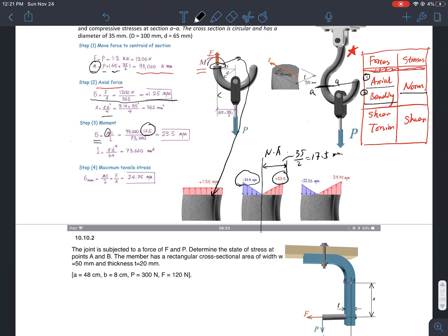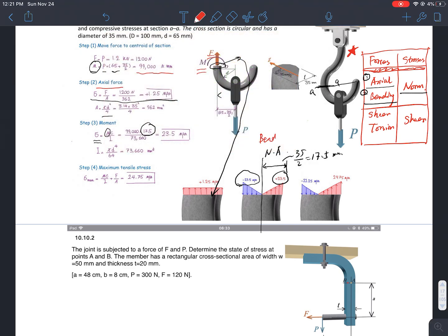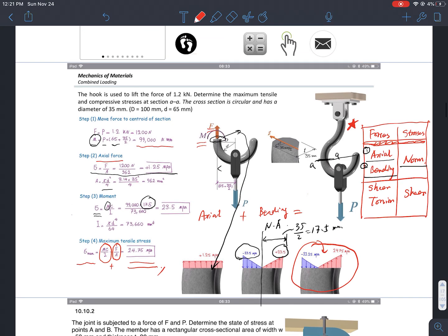I now have bending stresses here. So this is bending, and this is the normal stress from axial force. Combining them together, I will arrive at the final stress state. So sigma maximum tensile equals the maximum tensile stress generated by bending plus the normal stress generated by axial force. And this is about here. All right, this looks quite complicated.